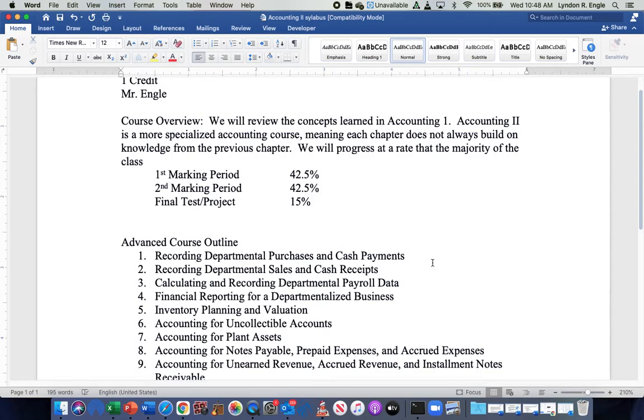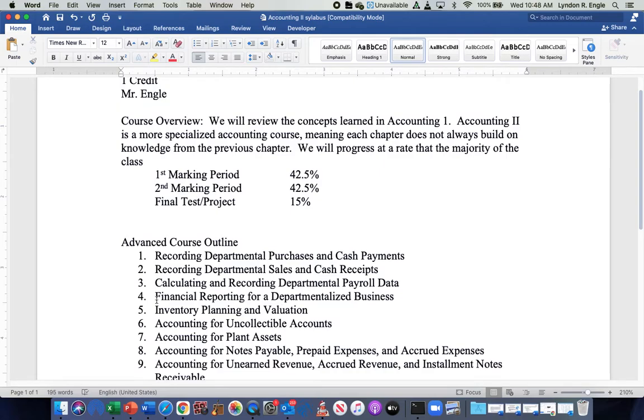So we'll go over like department margin statements, how much what our profit margins are on each of our products, and then what our income is as a business as a whole. Also, like statements of stockholders' equity, balance sheets, things like that.